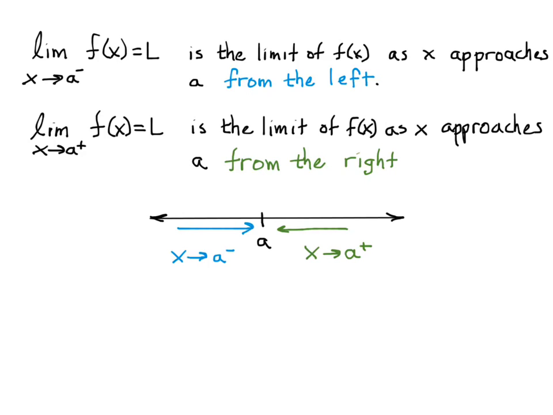So think about this as a number line. X is going to a from the right here, and x is going to a from the left here. And so that's what these one-sided limits are about. And we're going to find these one-sided limits kind of useful because it gives us a tool to evaluate some limits that we couldn't otherwise evaluate.